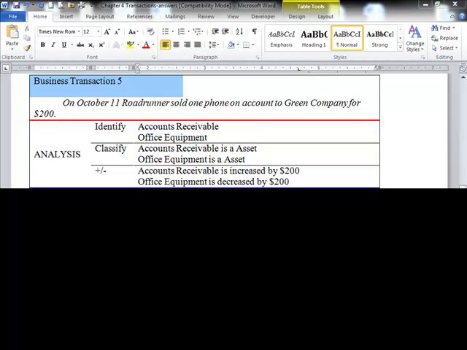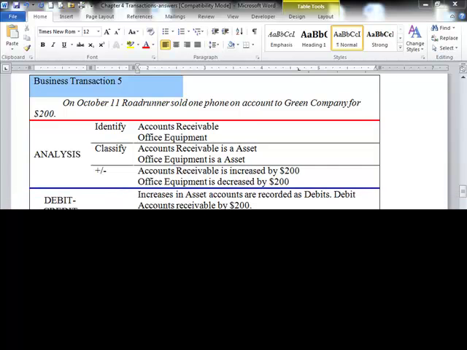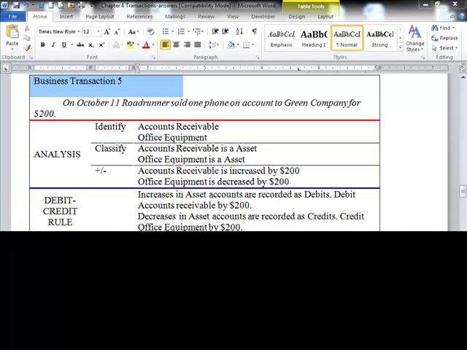Let's determine the debit credit rule for these two accounts. Accounts receivable, we know it's an asset. We know that when asset accounts increase, they are going to be debited. So here we debit accounts receivable. And we know the office equipment is decreased. And we know decreases in accounts are recorded as credits. So we'll write those down there as well.